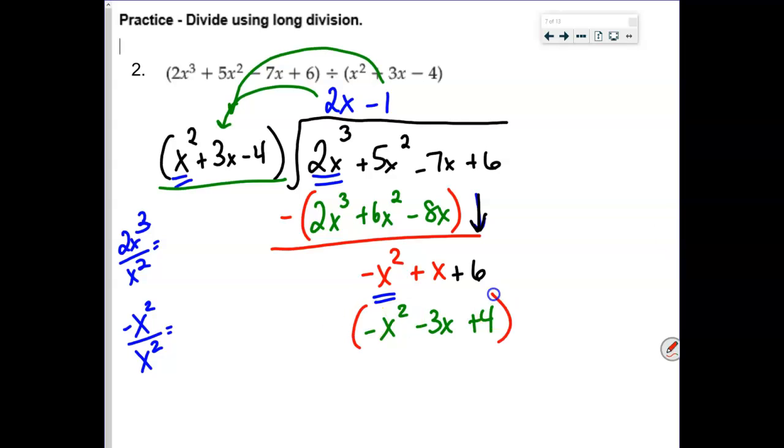All right, subtract all that. Now this time you do have a remainder. It's kind of weird looking. You have a 4x and a plus 2. You can have polynomial remainder pieces. It's okay.